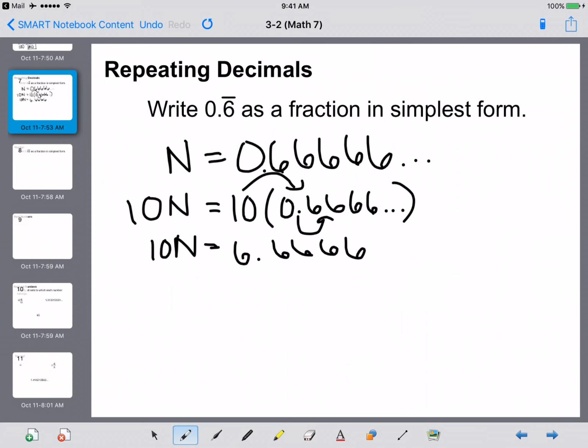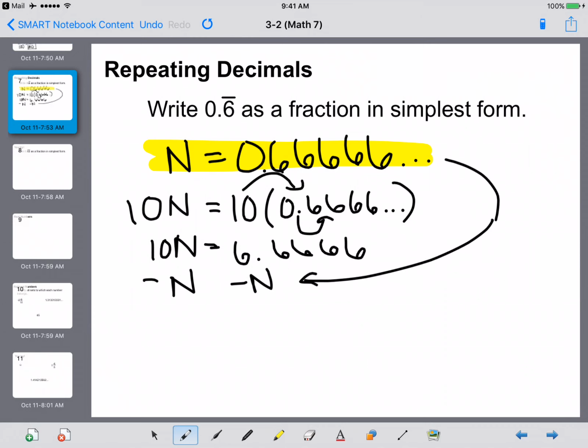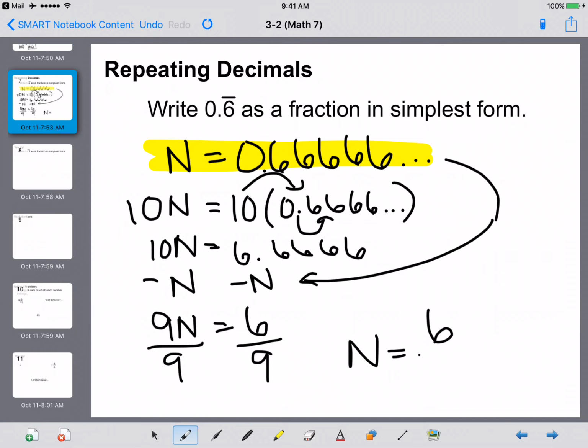Now, if I take away one n, I know up here that n stands for 0.666 repeating. So if I take away n over here, that's the same thing as this. So I'm going to have 9n equals, when I take away an n, that's taking away 0.66666. So I'm going to have 9n equals 6. To get n by itself, I divide by the number that's connected to it. And so n equals 6/9. So our fraction for 0.666 repeating is 6/9.